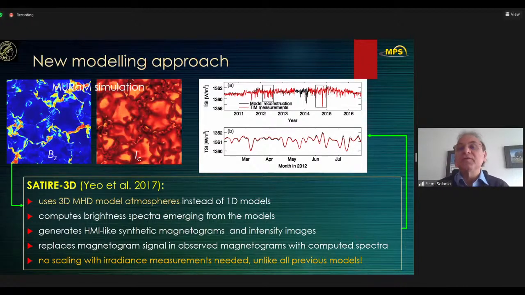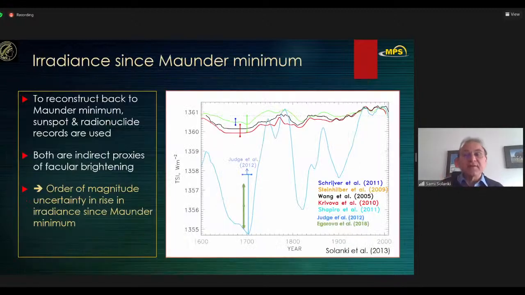We can reproduce 98% of all the variations in this time scale between a day and about a decade. This leaves very little wiggle room for any other physical processes except the evolution of the magnetic field at the solar surface for producing solar irradiance variations. Okay, now this is on timescales from days to decades.